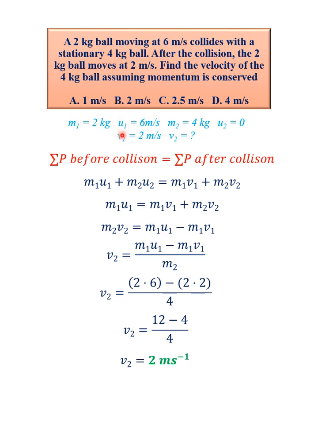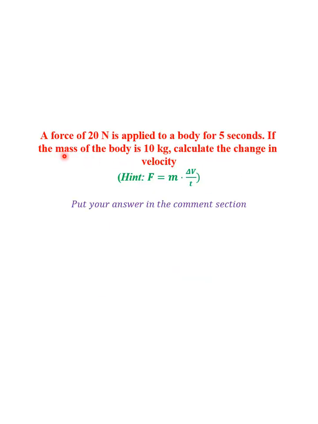If you understood this video and you enjoyed it, I have a simple one for you on the next page. Here we are told that a force of 20 Newton is applied to a body for 5 seconds. If the mass of the body is 10 kg, calculate the change in velocity. This is a simple hint here because we know that force is the product of mass times acceleration, and acceleration is the change in velocity divided by time. So we have a formula that says force equals mass times the rate of change of velocity. If you use this formula, you can be able to get the change in the velocity.